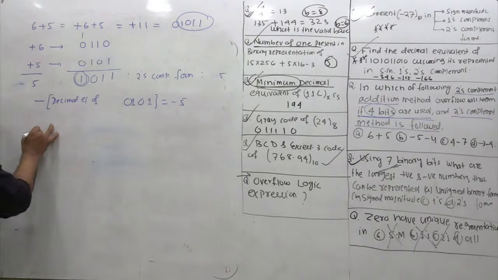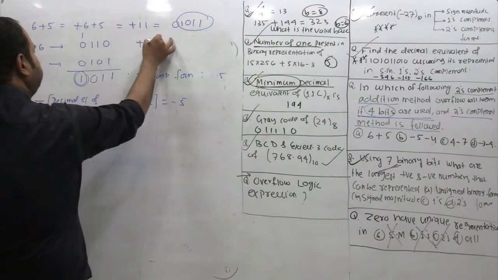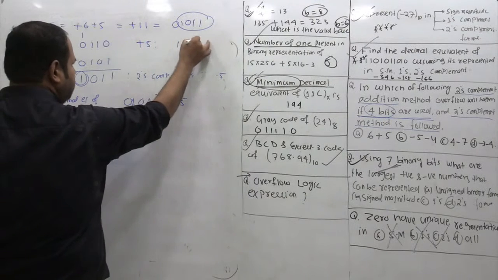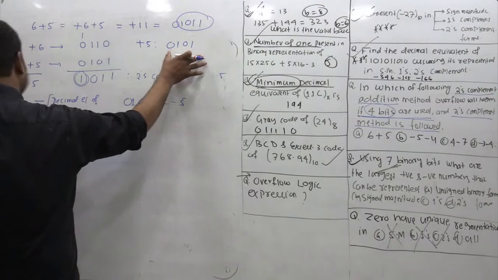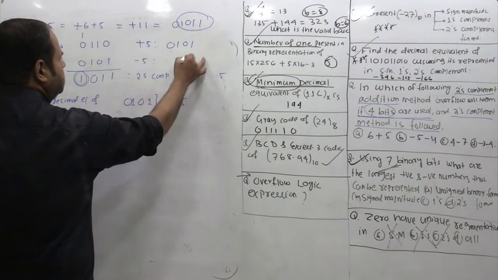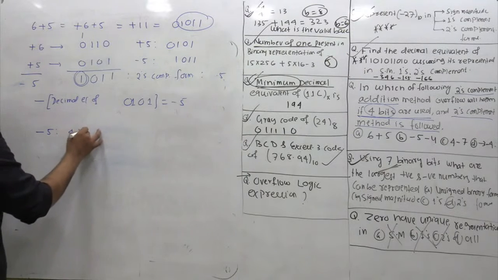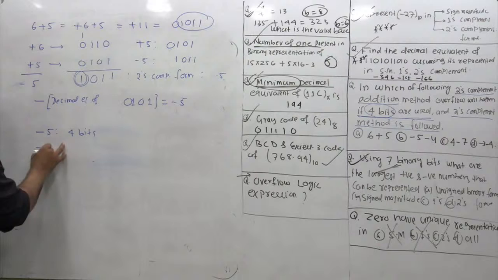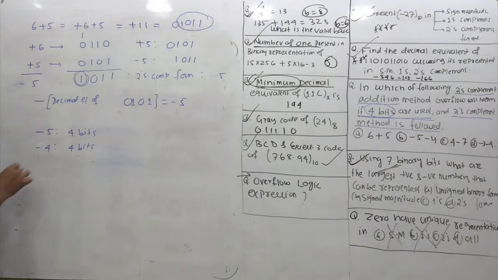To represent -5, how many bits are needed? +5 is 101, so with the sign bit it is 0101. So -5 means you have to take the 2's complement of this, which is 1011. So how many bits are we using? We are using 4 bits. Similarly, to represent -4 also we will be using 4 bits. But what is my expected answer? If I add -5 and -4, my answer is -9.